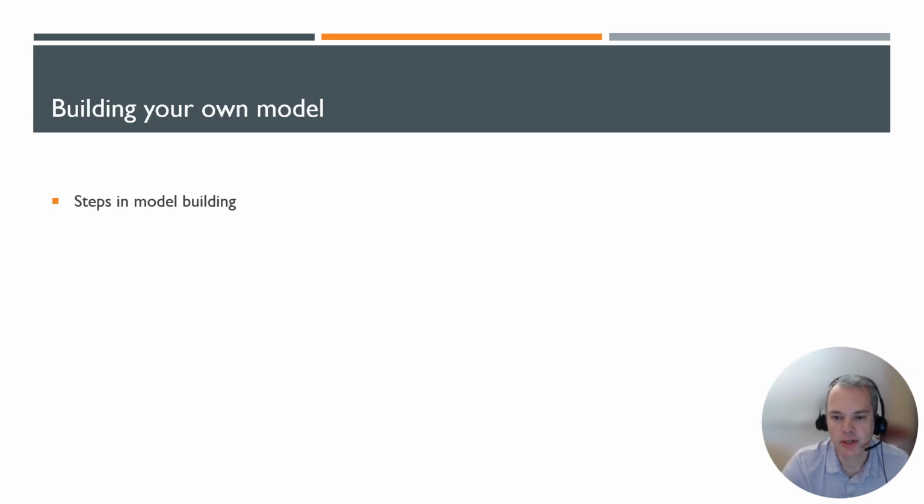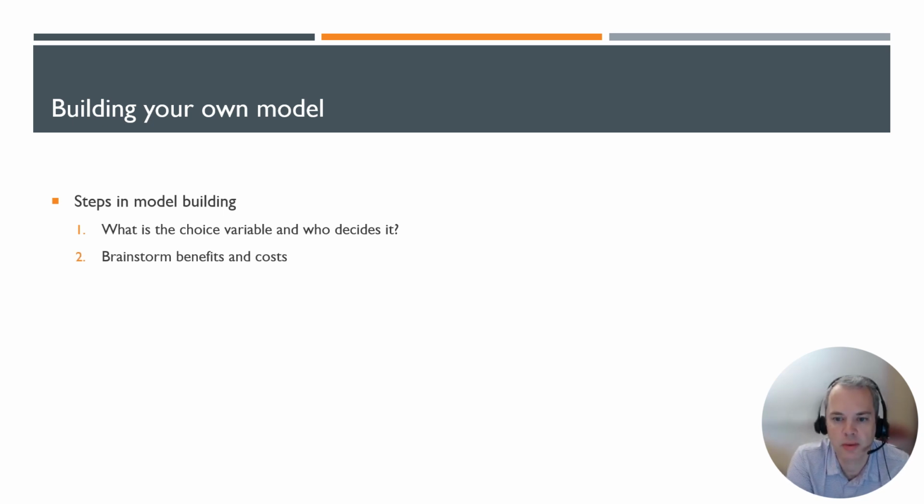Now let's talk about building your own model. And so there are going to be a number of steps in model building. And the first step is to decide what is the choice variable and who is the decider. And then you need to brainstorm benefits and costs associated with that choice variable for the decider. Not for everyone else, but just for the decider. Then we're going to choose a few to focus in on, just to narrow down the list so we don't have to think about every possible cost and benefit under the sun, but focus on those that are most relevant for the particular problem or question that we're asking.